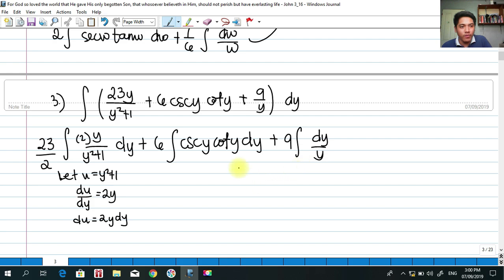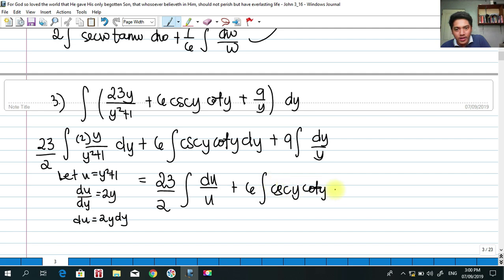And this is ln of y. So what will happen again? So 23 over 2 integral of du over u, because du is 2y dy and u is our y squared plus 1, plus again 6 integral of cosecant y cotangent y dy plus 9 integral of dy over y.